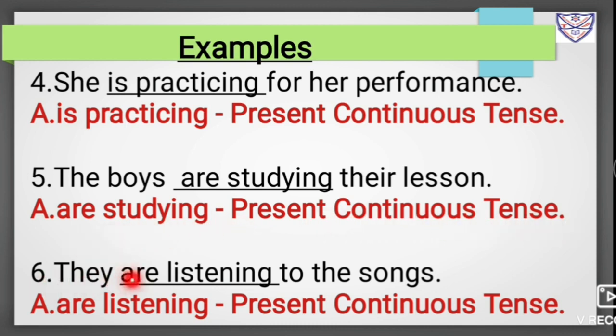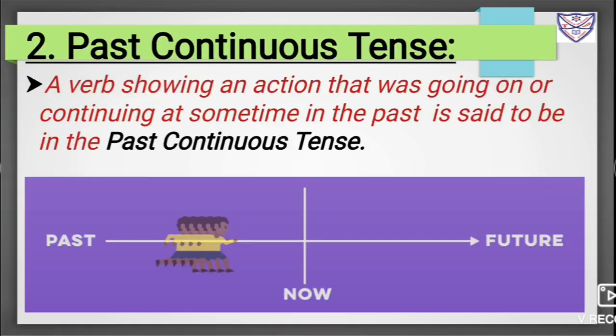Number 6, they are listening to the songs. Over here they is used as a subject, which is again in plural form. After they we have a helping verb, that is "are". Then we have verb plus ing, that is listen plus ing will become listening. Therefore we can say "are listening" is in present continuous tense, as this verb shows an action which is going on.